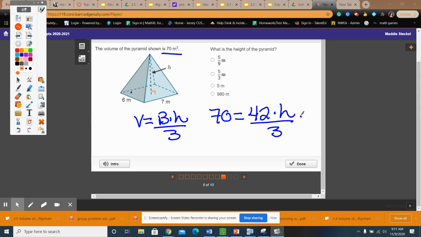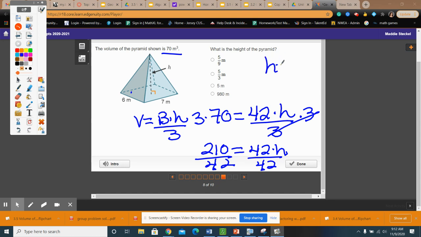So I'm going to get H by itself. So I'm going to times 3 first. This is 210 is 42 times H. And I'll divide both sides by 42. 210 divide by 42. I'm getting 5. My answer is 5.